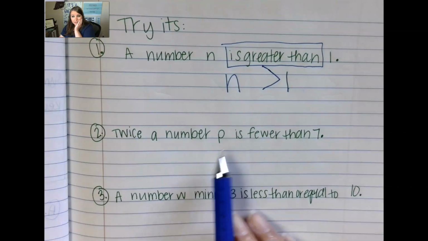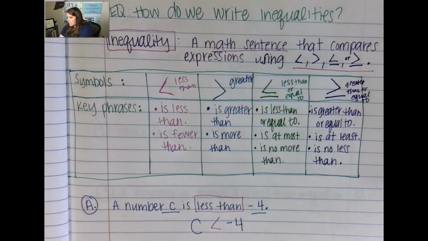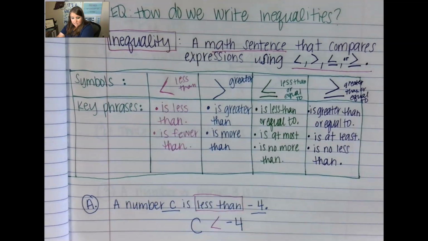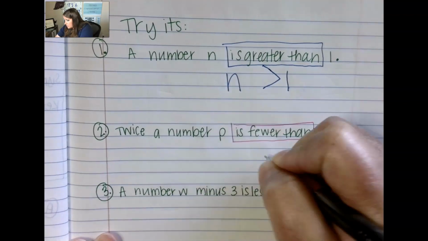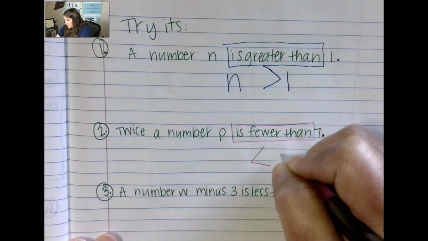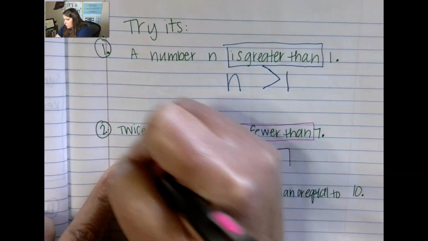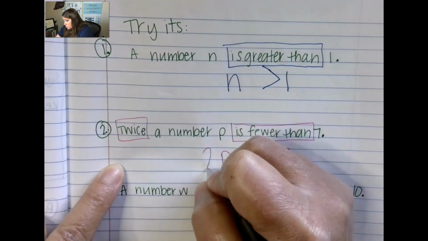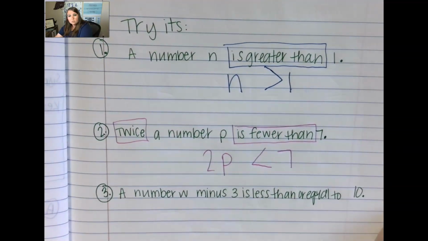Okay, the next one is fewer than. So let's check out this clue word. Is fewer than. This one is under less than. So is fewer than is the less than sign. So we're going to use the less than sign, 7, and it says twice a number p. We know that twice was another clue word that meant to multiply. So 2 times p is less than 7.